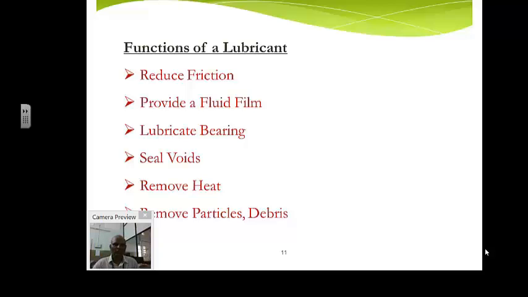So the lubricant acts to remove the heat, or flows away the heat which is generated. Also it should have the function of removing the particles or debris formed from wear. If not removed, these particles will act as third body particles and cause further wear and deterioration of the surfaces. Sometimes this will lead to contamination of the lubricant as well.